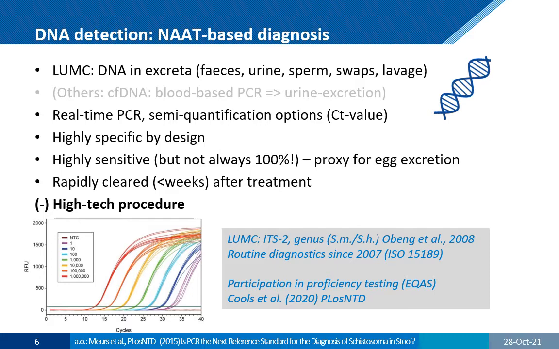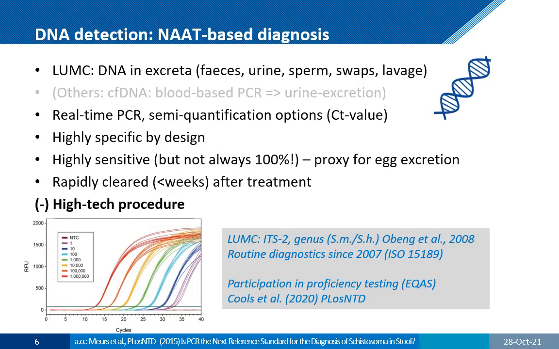Being a real-time PCR, the cycle threshold value is the output, and this value reflects the amount of DNA present in the sample, which is a proxy for the number of eggs. Our PCR is highly specific by design, and this is also shown by our excellent scores in the yearly external quality assessment scheme, as published by Pete Coles in 2020. And the sensitivity of our PCR is at least as high as single microscopy. And this we have demonstrated in several publications, including an extensive comparison study between PCR and microscopy in Mozambique and Kenya, as published by Lynn Mers in 2015.